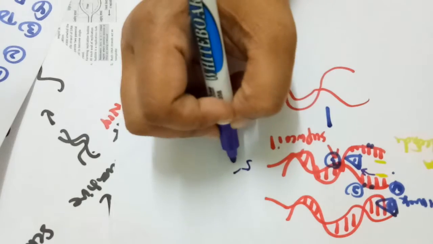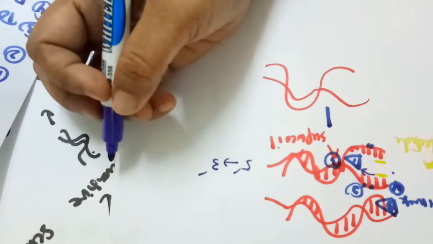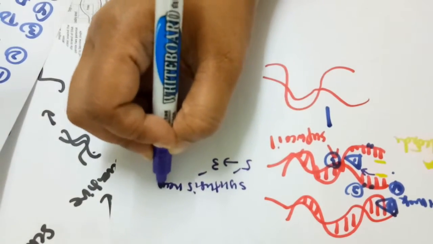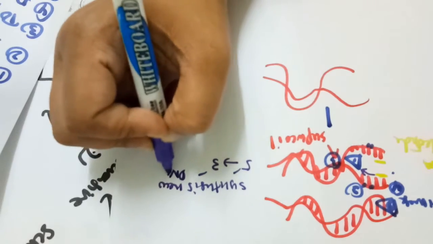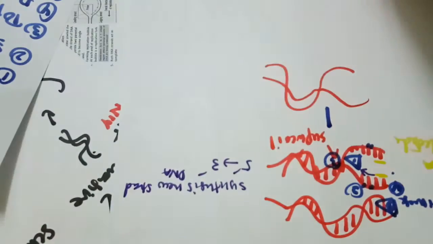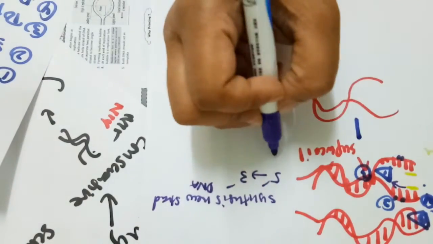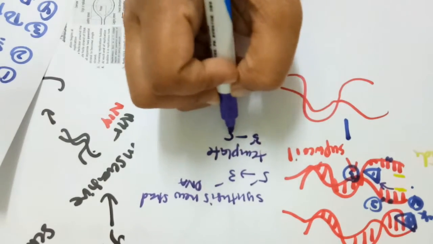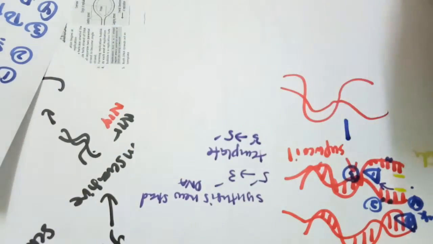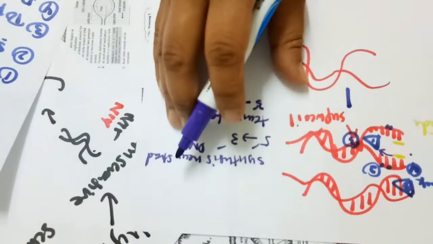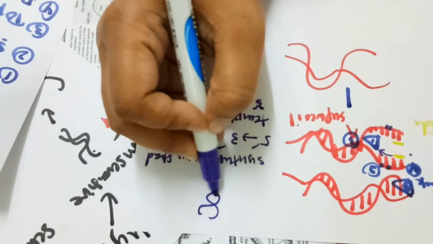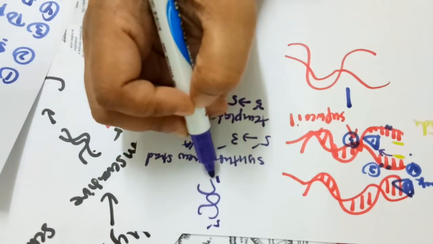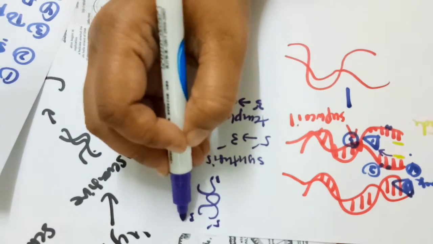from 5' to 3' direction. This is synthesis of new strands of DNA. But the template is 3' to 5'. So remember back the structure of DNA. The structure of DNA is antiparallel, meaning one strand is 5' to 3', so the other strand is 3' to 5'.